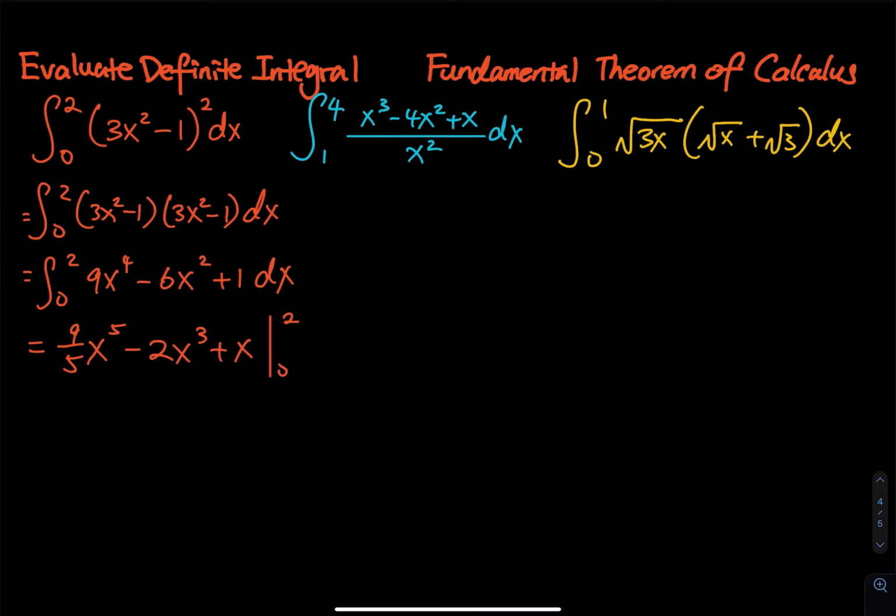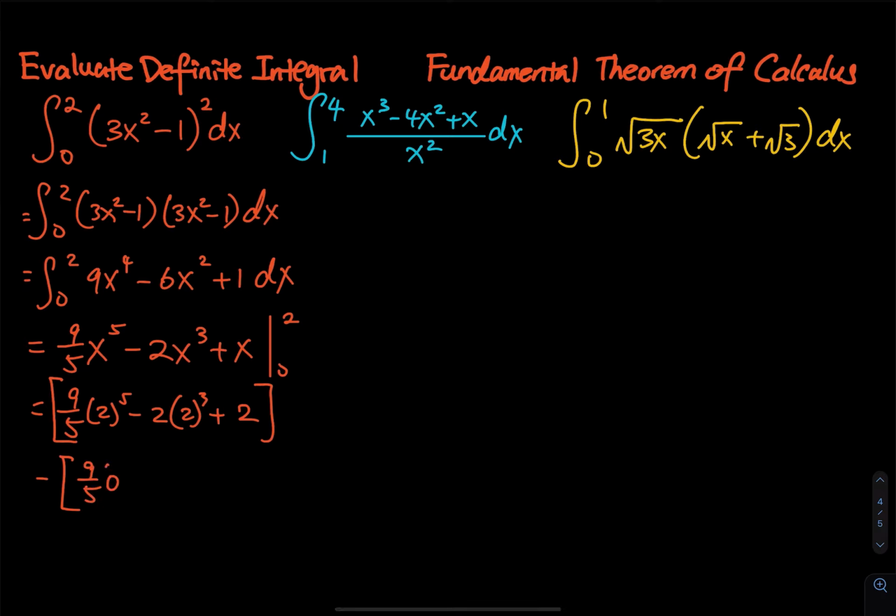Now, using the fundamental theorem of calculus, we will be using the upper limit minus the lower limit, right? So this is 9 over 5, you plug in the 2, so 2 to the 5th, minus 2 times 2 to the 3rd, and then plus x, plus 2. So this is the upper limit, and then you have to subtract. Once you plug in the 0, everything is gone: 9 over 5 times 0 to the 5th, minus 2 times 0 to the 3rd, and then plus 0.